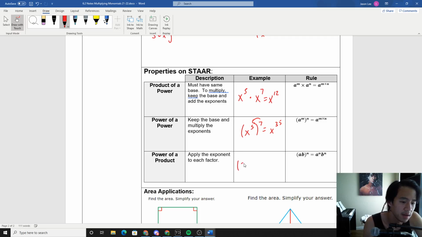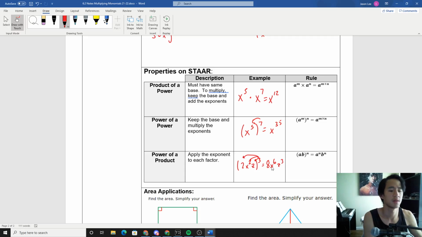For example, 2x squared z, I'm going to raise this to the third power. We're just going to distribute this 3 to all. So we'll have 2 to the third, which is 8, x to the 2 times 3, which is 6, and z cubed. Okay, and these last two I think are kind of silly, so we're not going to do them. But basically, that's going to be it for this lesson.